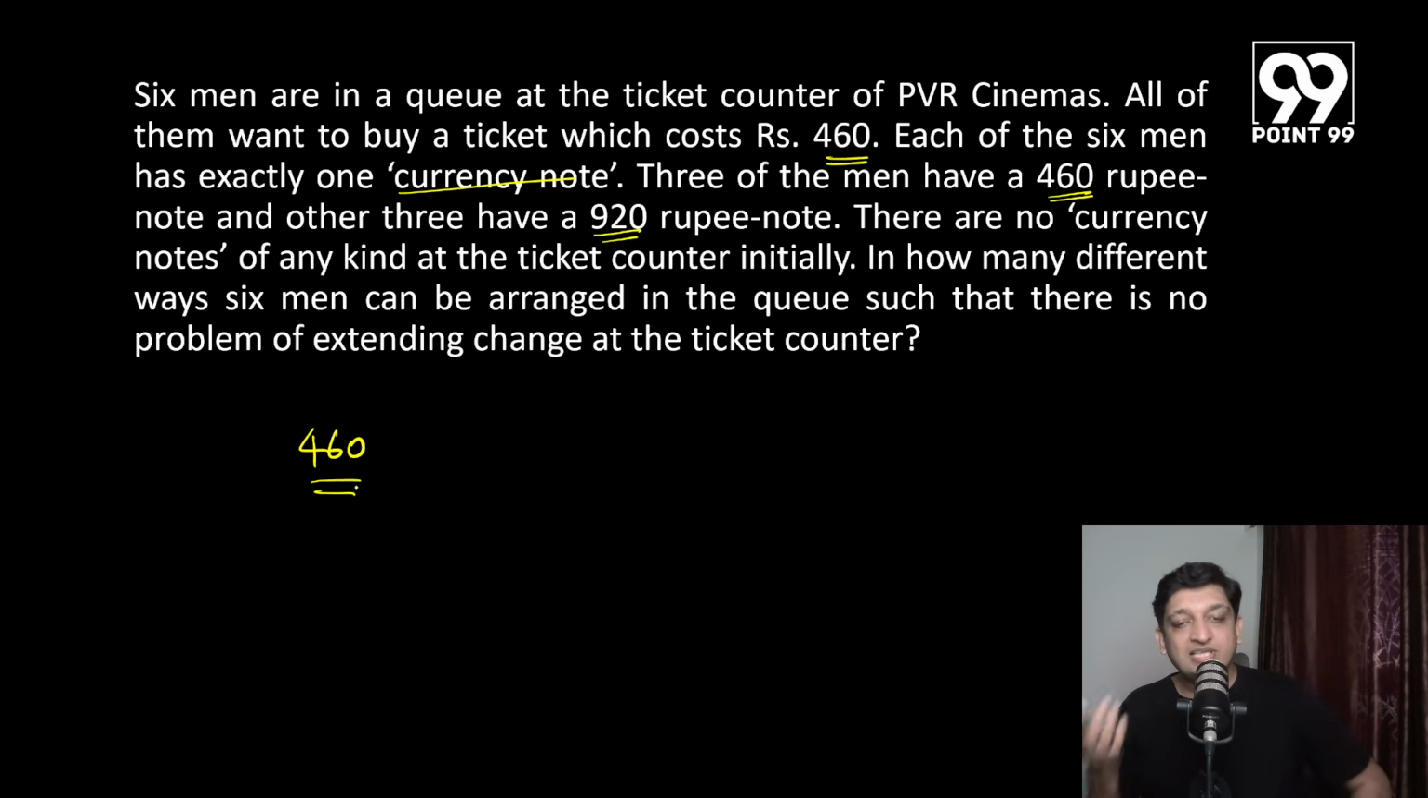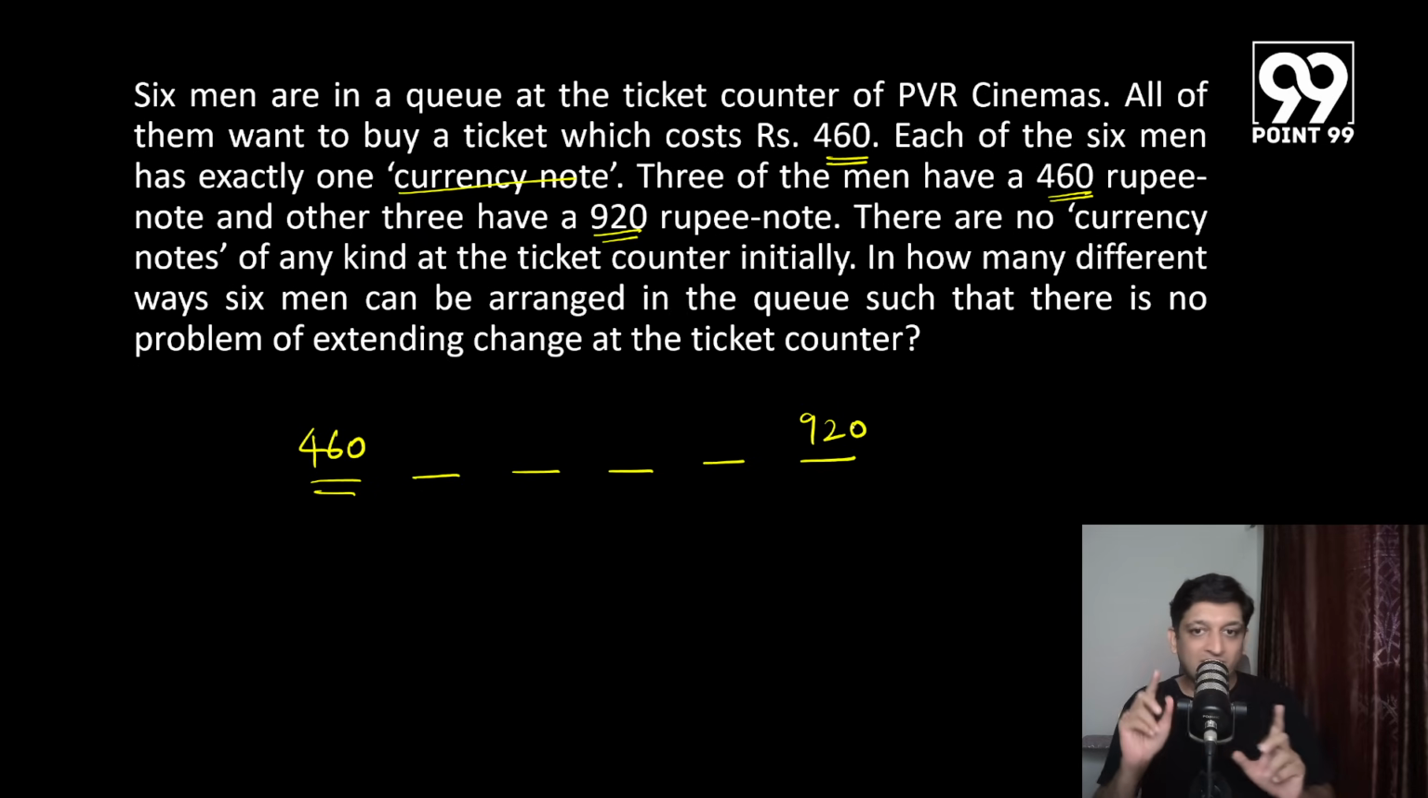We also know that if you are looking at the last person, this is very critical, you will have 1, 2, 3, 4, 5 and 6 people there, right? If the last person is 460, then again it's going to be a problem because the counter needs to get 3 460 notes to be able to give back 3 460 notes, which basically means that the last person has to be a 920. If you are able to understand this, you will be able to crack it very quickly.